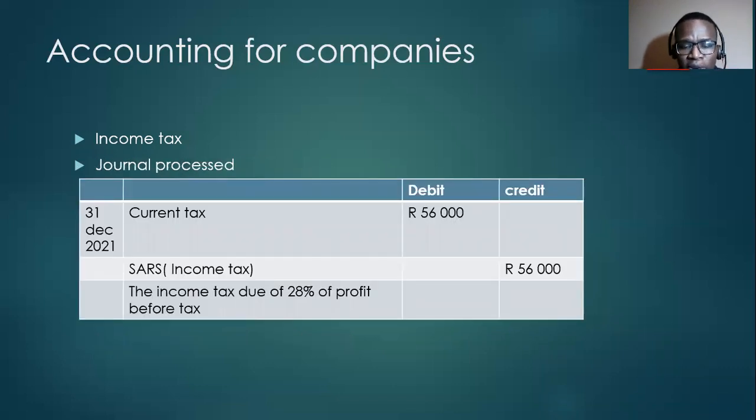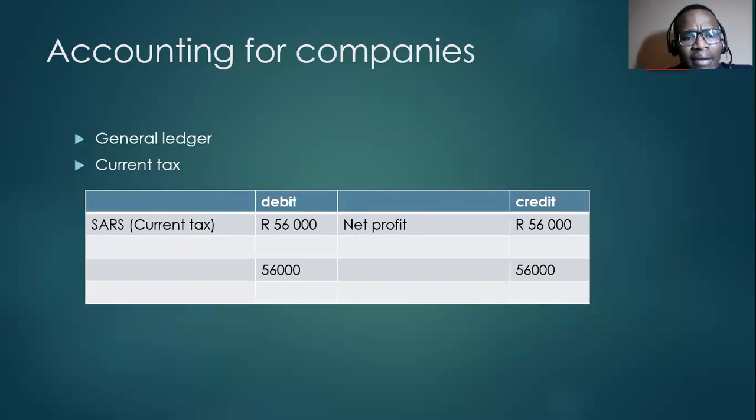The general entry going to be processed is debit current tax with 56,000, then credit SARS income tax. This is a liability because the company is obliged to pay this 56,000 to SARS, right? Then your narration is just going to be the income tax due of 28% of the profit, right? So that's the general entry that an accountant is going to process.